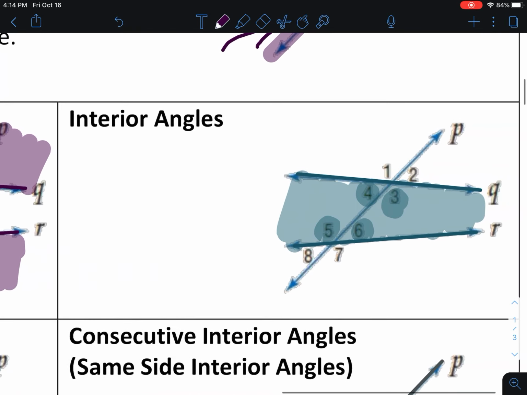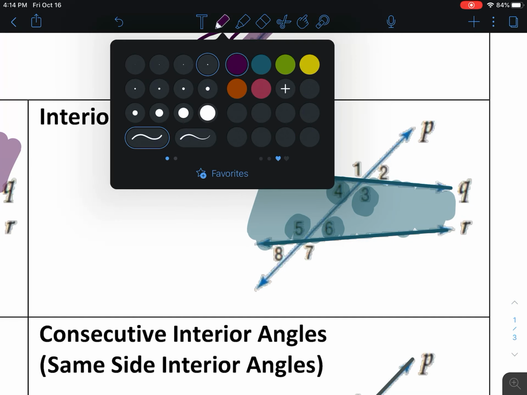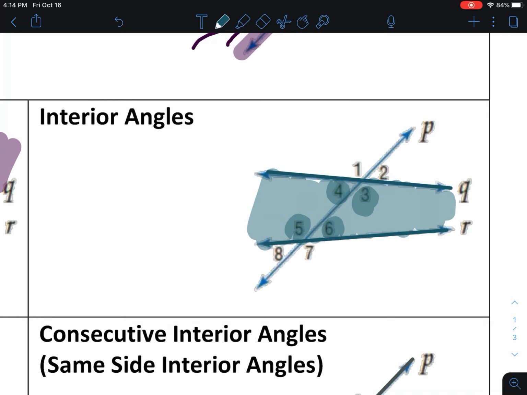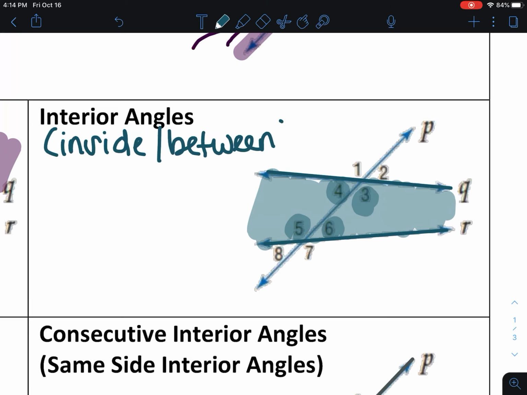Okay, next we have the interior angles. So these angles are on the inside, or between the two lines. And as you can see, we have angle 4, angle 3, angle 5, and angle 6. So they're all right there. See?